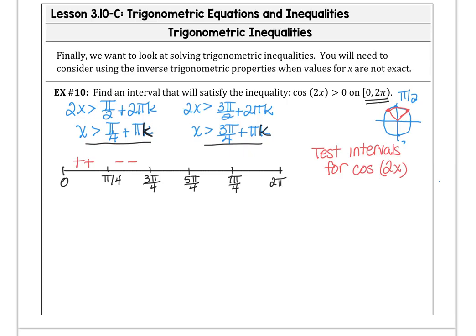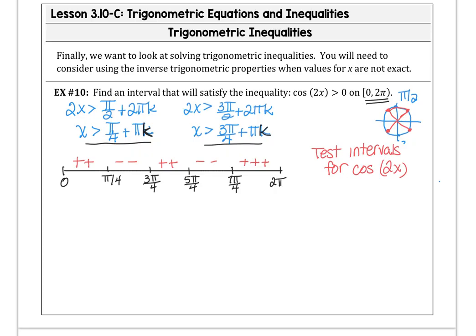Between 3 pi over 4 and 5 pi over 4, I've got another positive value. And 5 pi over 4 to 7 pi over 4 is going to be negative. And then the last one would be positive when we get to 2 pi. That gives us a good glimpse at how to answer the question.